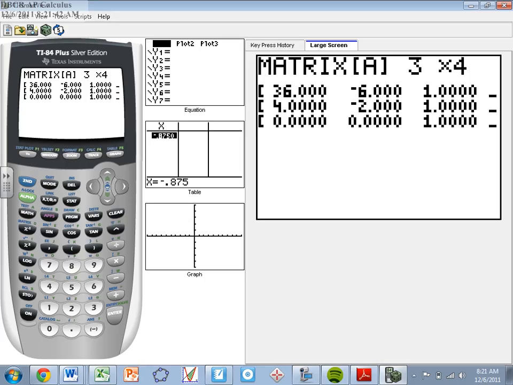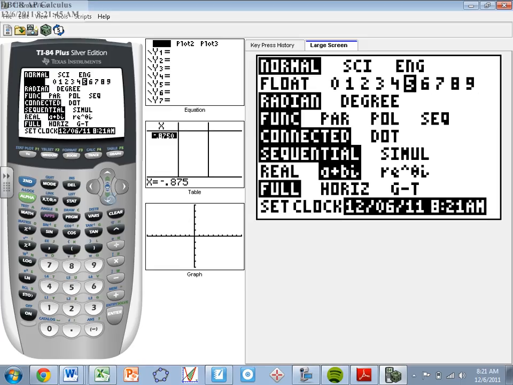Mine are floating. Hold on, let me just turn the mode off so it doesn't confuse anybody. I put it on a circle. I need to put it on floating, rather.